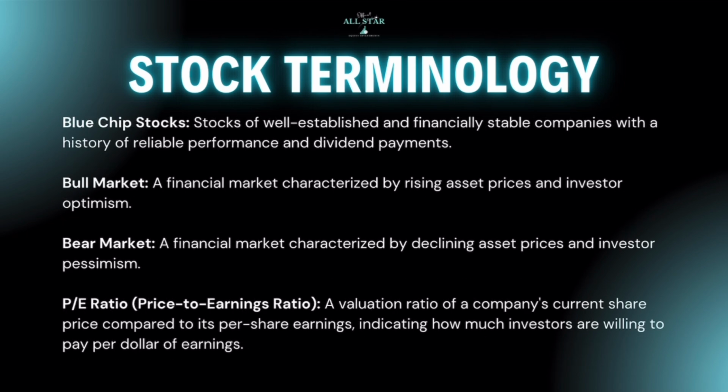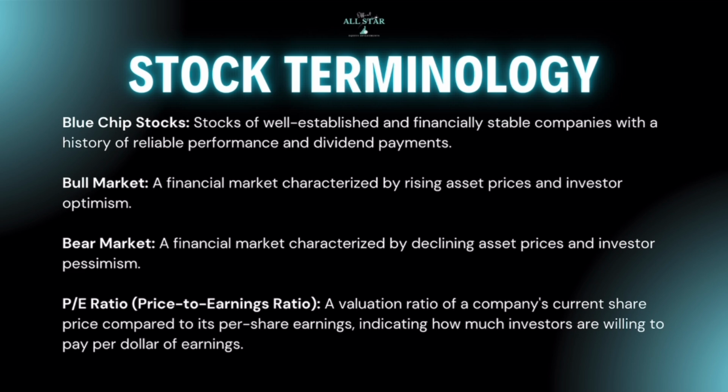So let's discuss a few more elements of stock terminology, just so moving forward there isn't any confusion. First, you may hear the term blue chip stocks. These are stocks of well-established and financially sound companies with a reliable history of performance. They also pay out dividends to their investors. So when you think of blue chip stocks, just think of stocks that have withstood the test of time. Next, you may hear often the term bull market or bear market.